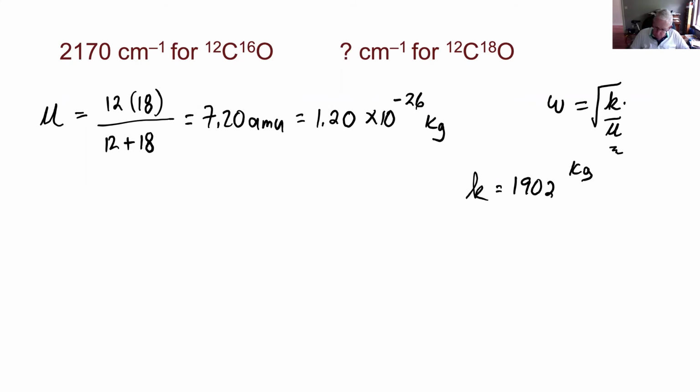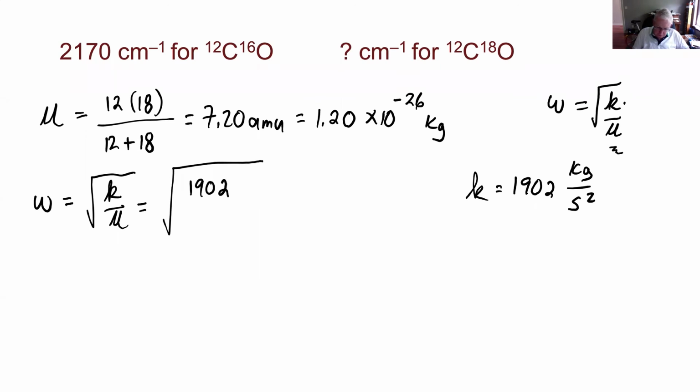I'll say kilograms per second squared. We calculated that last time, and we're going to use that value again, right? So my new omega is equal to the square root of K over mu, which is now the square root of 1902, that's in kilograms per second squared. And on the bottom, I've got the new reduced mass, 1.2 times 10 to the minus 26. The kilograms will cancel. I've got 1 over second squared inside, so I'm getting 1 over seconds, which is good.